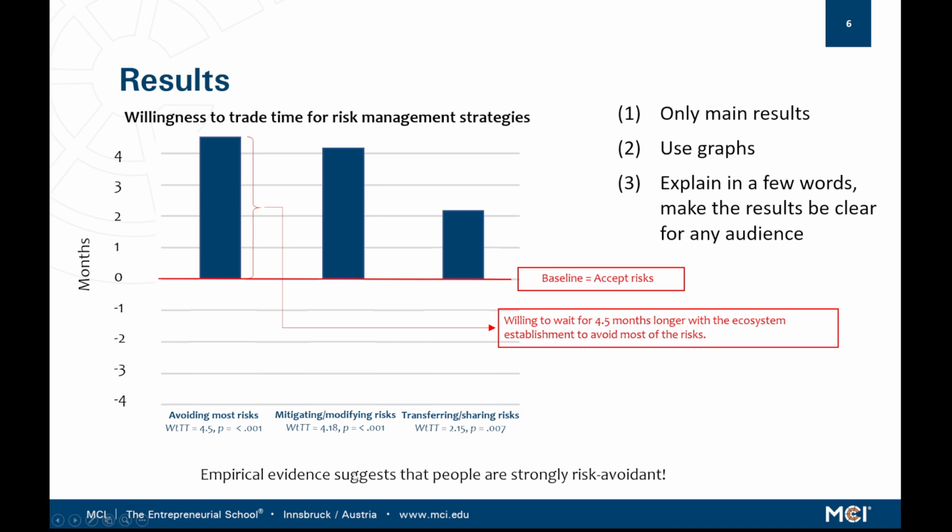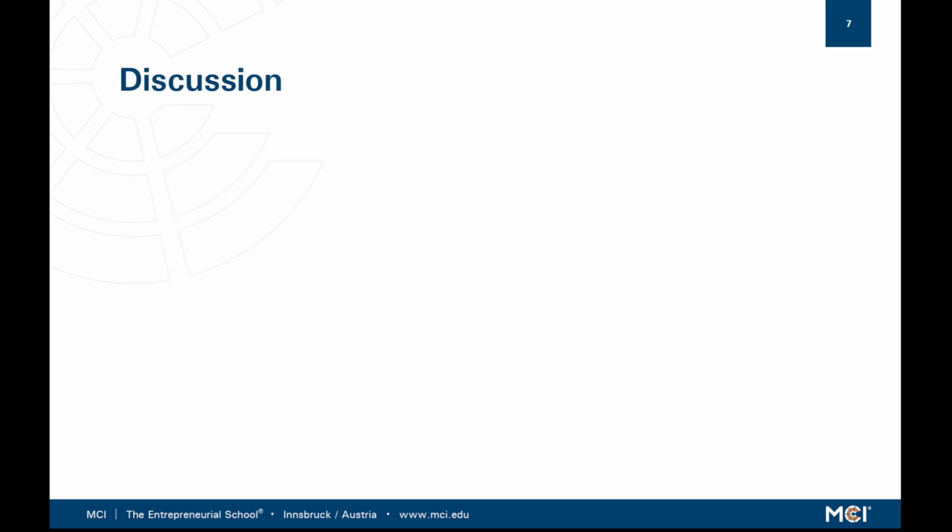Here, empirical evidence suggests that people are strongly risk avoidant. Simple conclusion from this complex graph, so that people know what to read first. Look here, you have the p-values and willingness to trade, and you explain what is where if somebody is interested, but actually focus more on the graph. This will be a much easier way to show what you need.